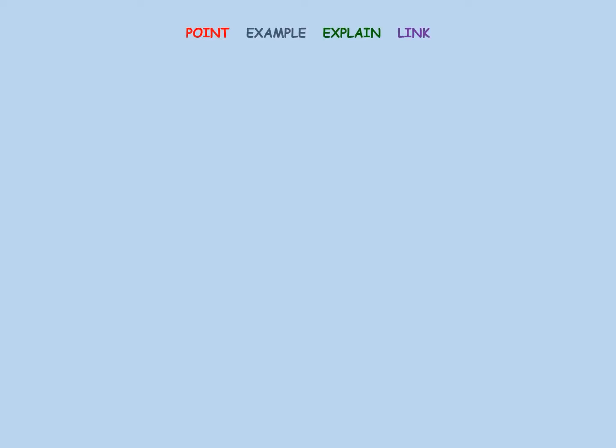For my example answer, I'm going to colour code my points in red, examples in blue, explanations in green, and then my links back to the question will be in purple. Don't feel that you need to follow exactly the same format. I'm not trying to stifle your writing style here. I'm just trying to show how you might write in a focused way within the time that you have available.